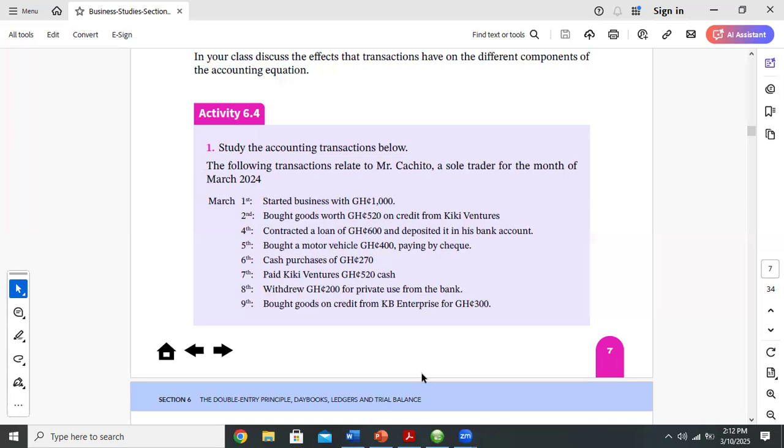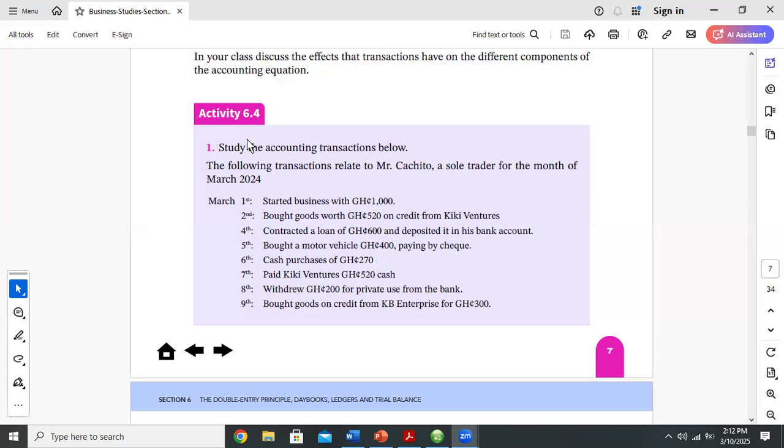So there will be an increase in assets, stock. And then Mr. Augustine Akoli Mensah, what is the other? There will also be an increase in liability. Okay, so there will be an increase in liability, creditor. But you see here, the name of the creditor has been given, so you would have to indicate that Kiki Ventures is the creditor here.